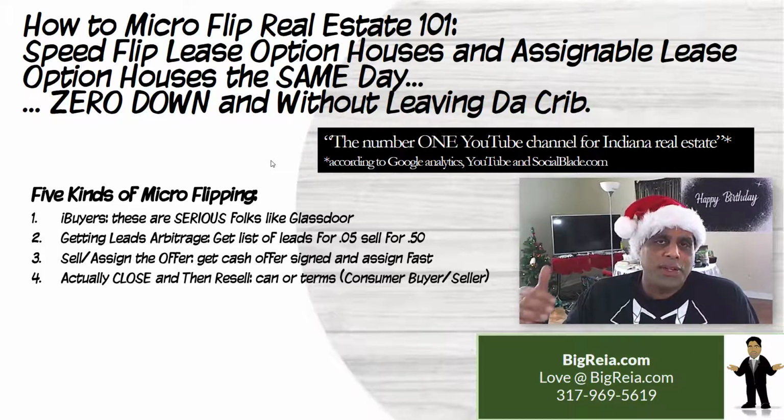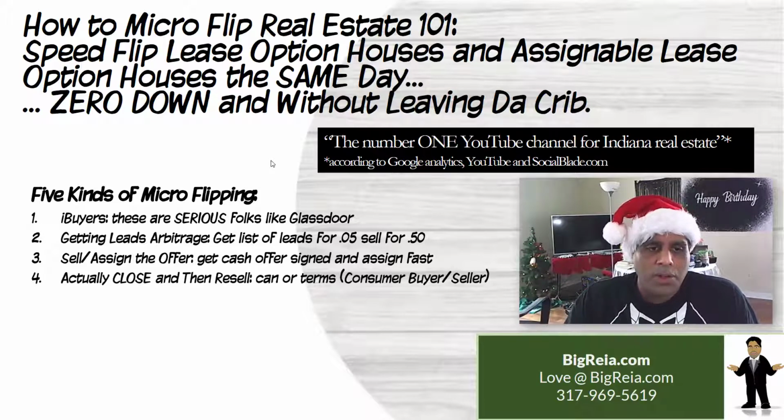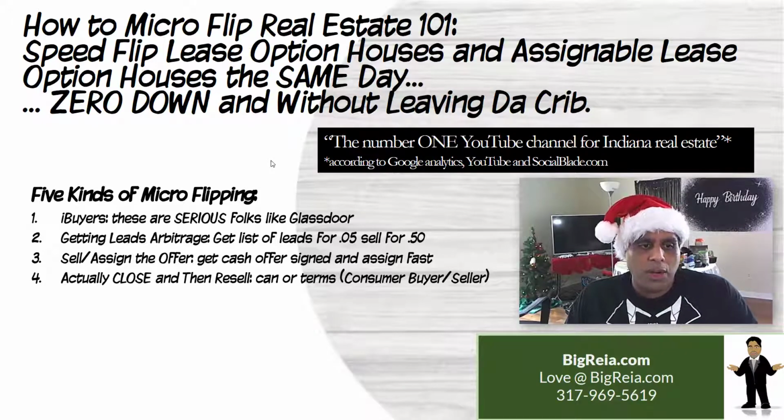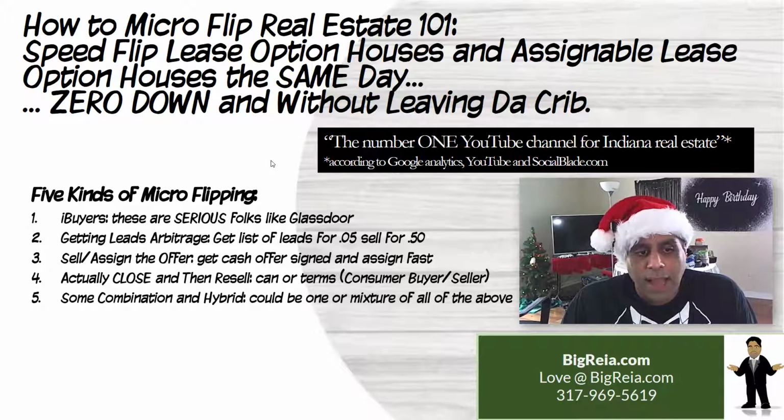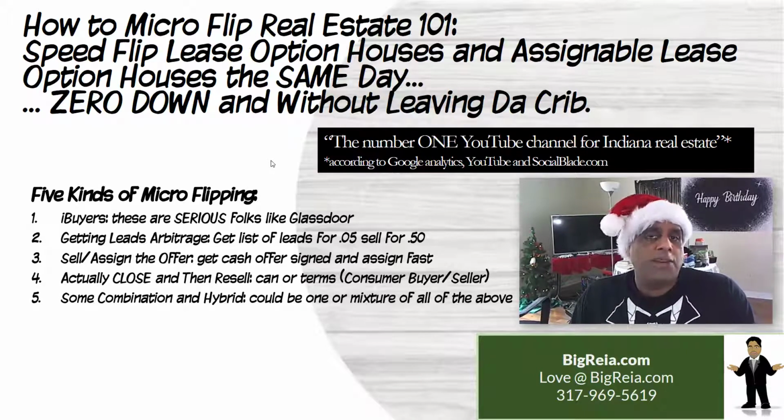And be able to do them at light speed. In order to do that, we're going to go through these steps so you can buy and sell these deals the same day, sometimes the same hour, and close these deals quickly. So that's what we're doing. Number 4, we're actually going to close and then resell, and we're actually going to find an end user, a buyer or a seller. Number 5 is some combination, some hybrid. It could be one or a mixture of all the above. Those are the 5 different types of micro flipping.